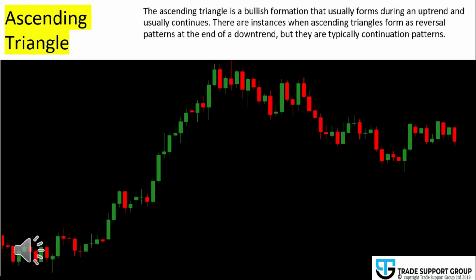An ascending triangle is a pattern used in technical analysis that was created for price moves that allow for a horizontal line to be drawn along the swing highs and a rising trend line to be drawn along the swing lows. Oftentimes, traders are looking for big breakouts from triangle patterns. The ascending triangle is a bullish formation. It usually forms during an uptrend and usually continues.